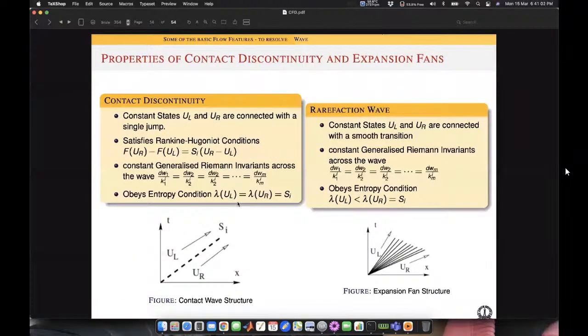The second wave is a contact discontinuity wave. A contact discontinuity wave is a wave where only certain properties will have a discontinuous jump and certain properties will remain constant. So suppose pressure and temperature can have a discontinuous jump and density remains constant, or density and temperature can have a discontinuous jump and pressure remains constant. And it also satisfies the Rankine-Hugoniot condition. The governing equations with which you can describe these waves are called generalized Riemann invariants. These are the buzzwords I am giving to you. You don't need to worry about it. You can get to know about these things a little bit later. And it also satisfies the entropy condition.